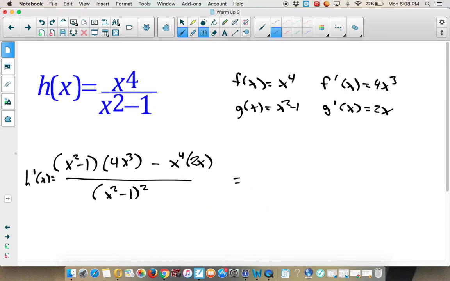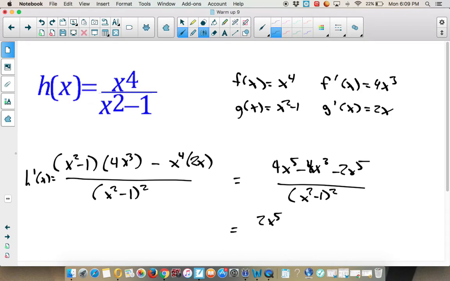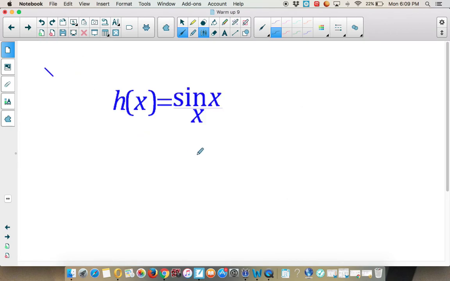Clean it up, distribute, combine like terms. You're going to get 4x to the fifth minus 4x cubed minus 2x to the fifth. Just leave the bottom squared, x squared minus 1, quantity squared. So that's 2x to the fifth minus 4x cubed over x squared minus 1 squared. All right, and then one more example and we'll be done for the day.